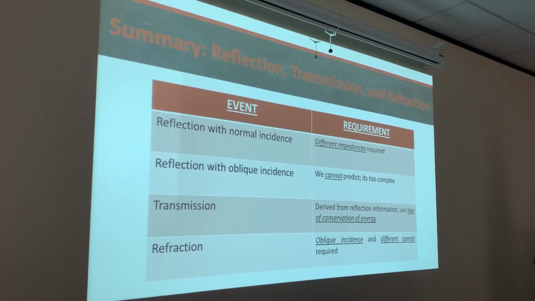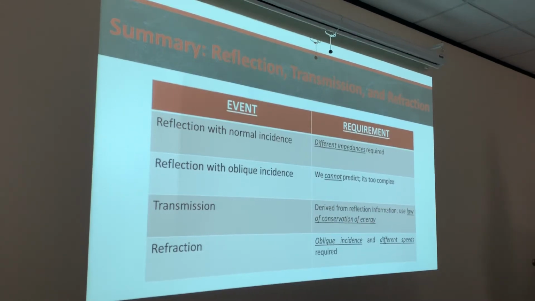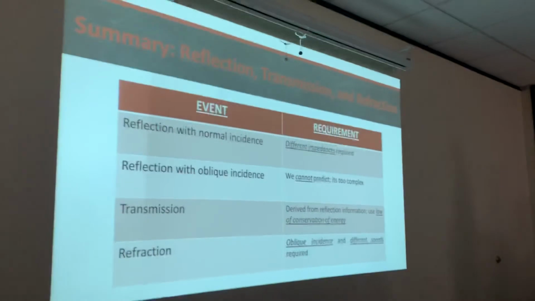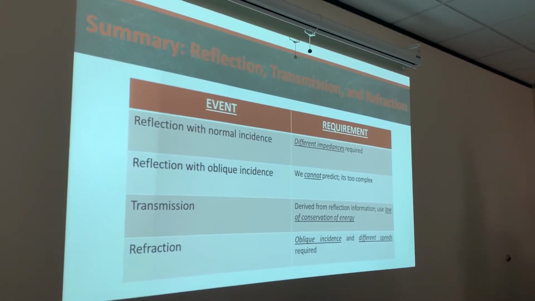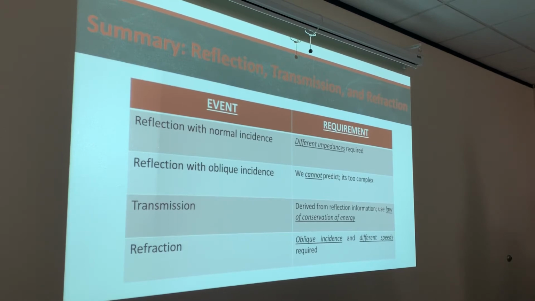Every time we're talking about transmission, we're always talking about the law of conservation of energy. Energy is neither destroyed nor made. And when we're talking about refraction, we're talking about oblique incidence, and different speeds are required for refraction. Refraction is a form of transmission. It's transmission with a bend.